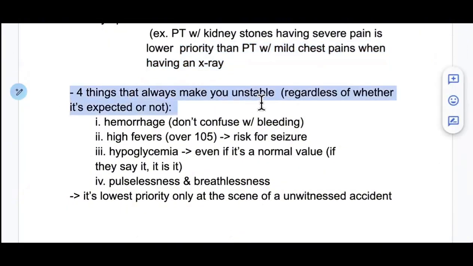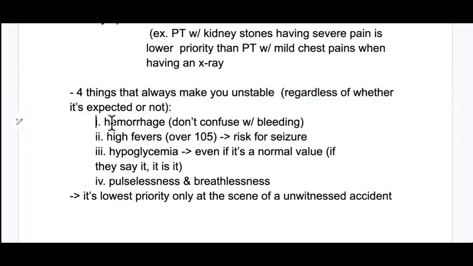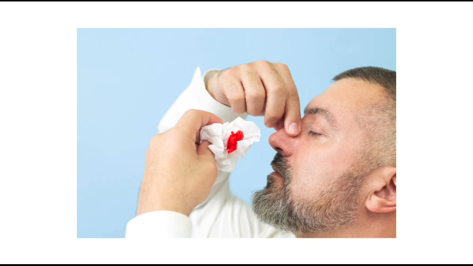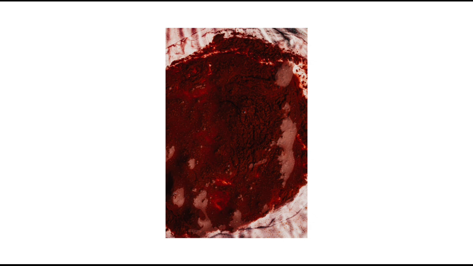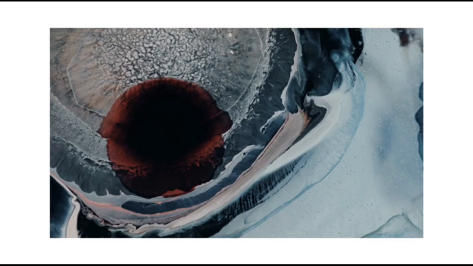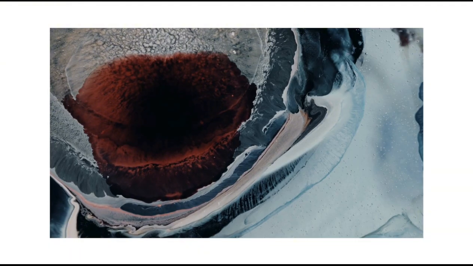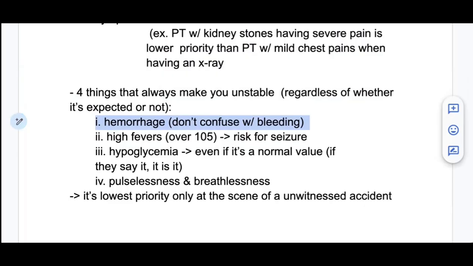Now, 4 things are always going to make you unstable, regardless of whether or not it's expected, starting with hemorrhage. There's bleeding and then there's hemorrhage. Will you guys put in the chat for me what you connect with hemorrhage? What words do you see in a question that make you think, oh gosh, this person's hemorrhaging? Just throw the words out there for me. One word, two words, excessive bleeding. The word excessive, yes, Wendell, alone will make this more closely related to hemorrhage.